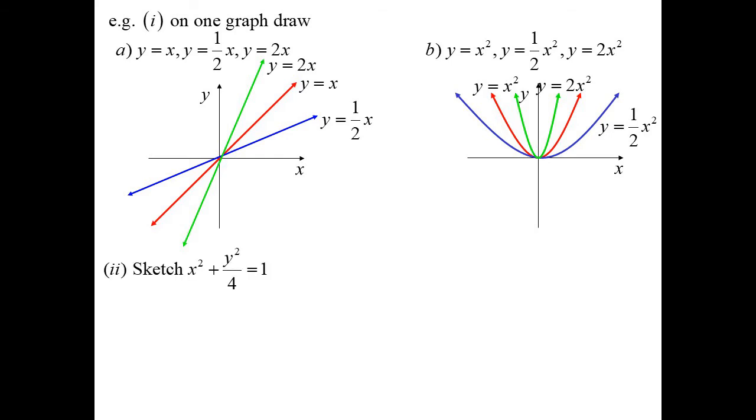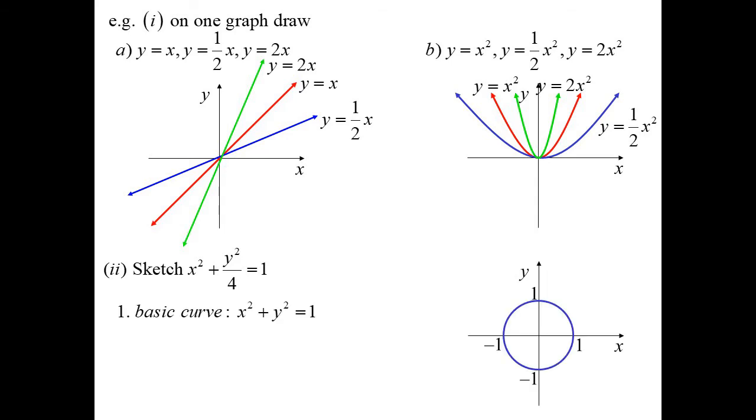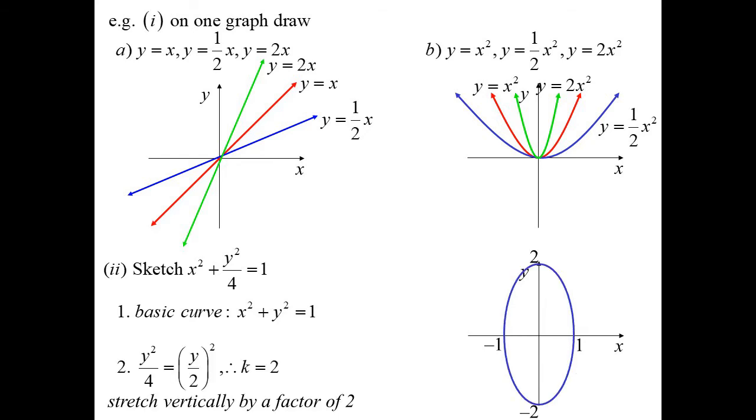So sketch x squared plus y squared on 4 is equal to 1. So it starts with the basic circle. X squared plus y squared is equal to 1. It's the y value we've affected. So y squared on 4 would be the same as y on 2 all squared. So we replace y with y on 2. So we're dividing by 2, that's a number bigger than 1, so we'd be stretching it out by a factor of 2. And we end up with an ellipse.